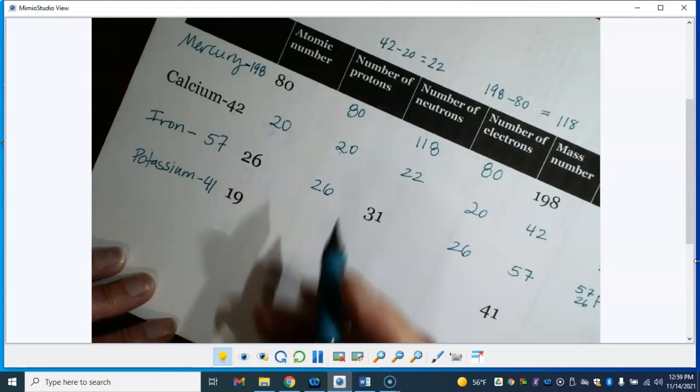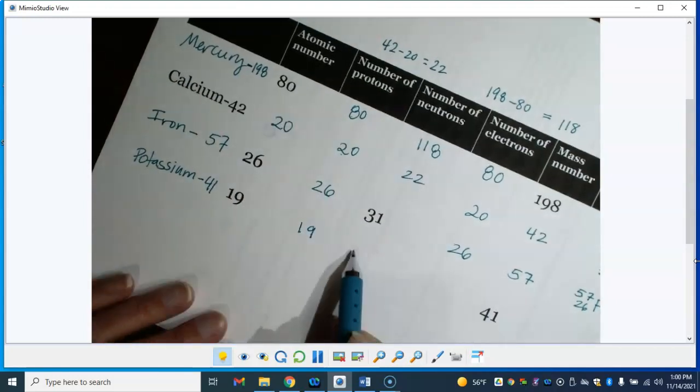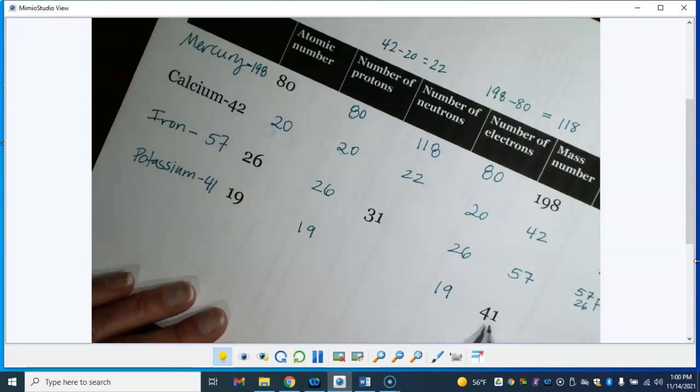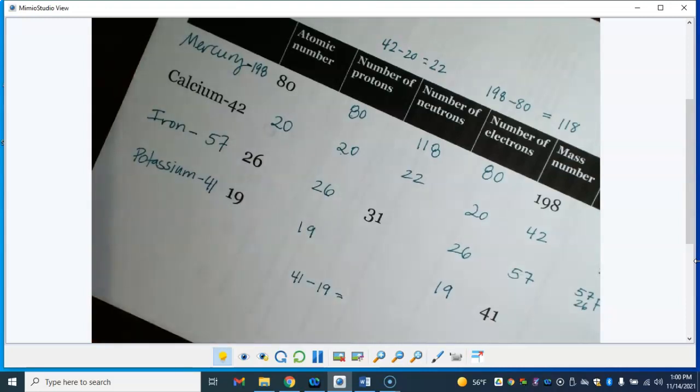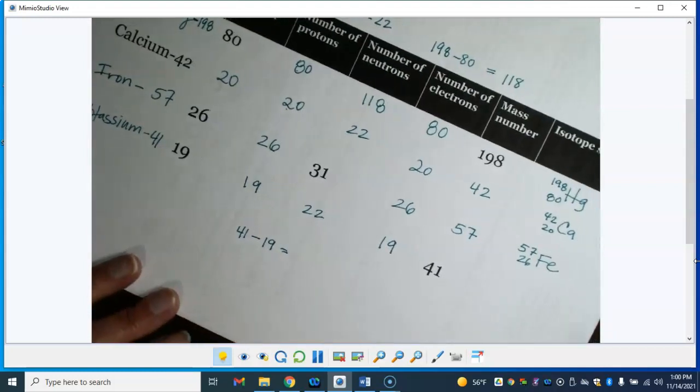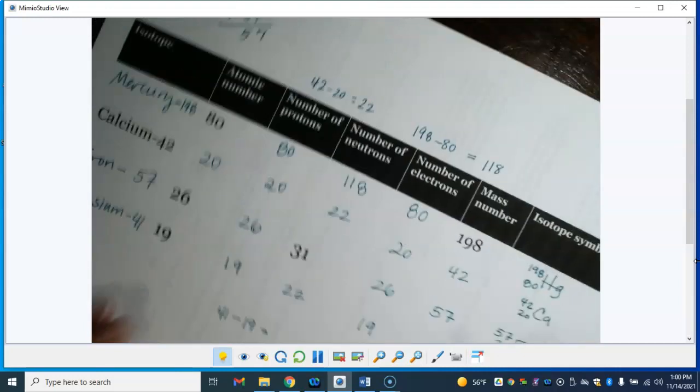Atomic number is 19, so that means I have 19 protons. I'm going to leave the neutrons to the end because I'm going to have to calculate it. The number of protons always equals the number of electrons. So now let's calculate the number of neutrons. I'm going to take my mass number and subtract my atomic number, and that will give me 22 neutrons. And then for my symbol, K, the mass number goes right up here, 41, and my atomic number goes right here.